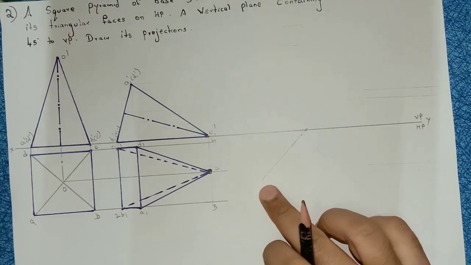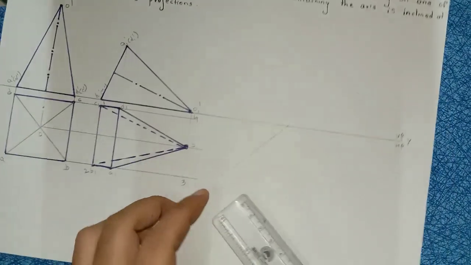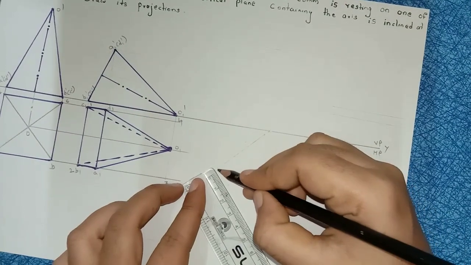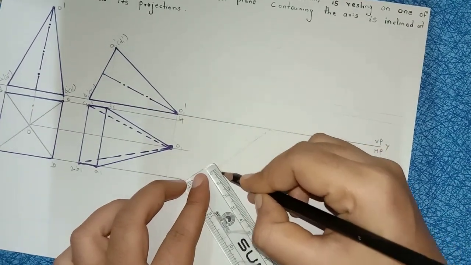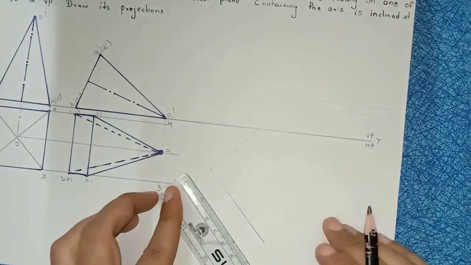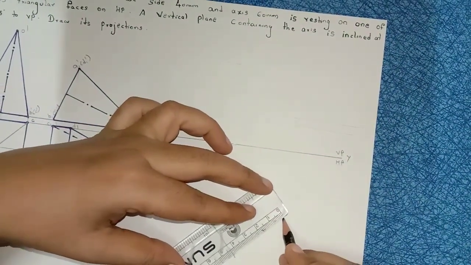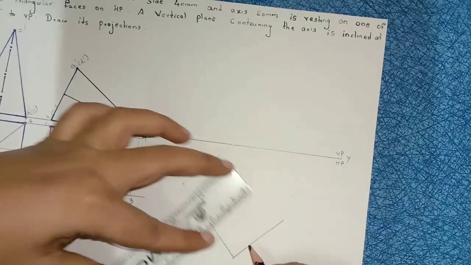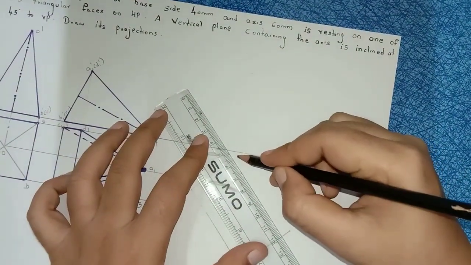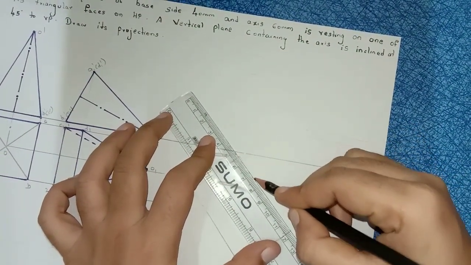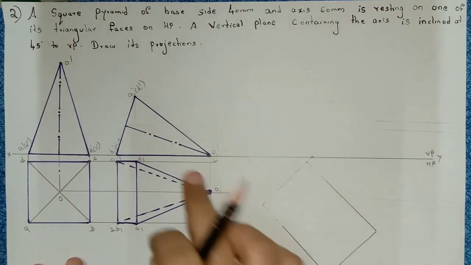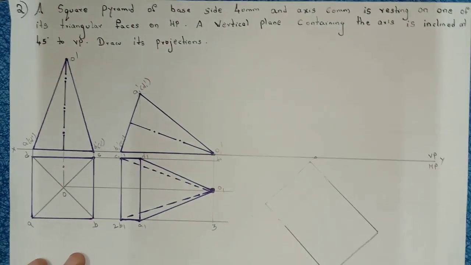After that, place your protractor here, mark 90 degrees. Measure the 2 to 3 length and draw here. Then place your protractor again here, measure 3 to 4, draw here. Now join this 1 to 4. I'm drawing this 1, 2, 3, 4 here. See, this is the base.